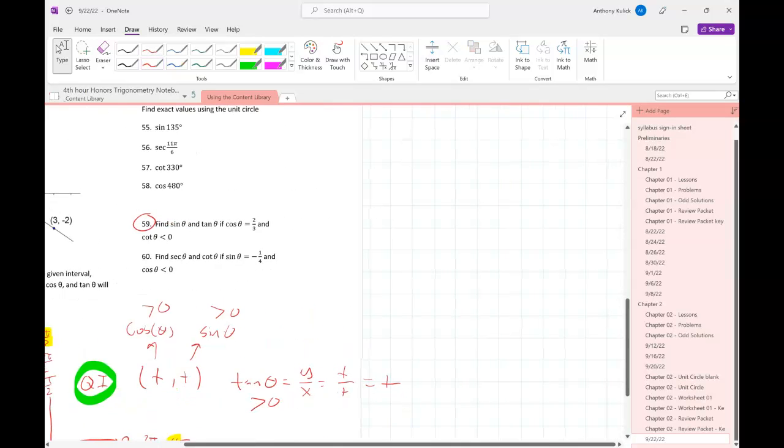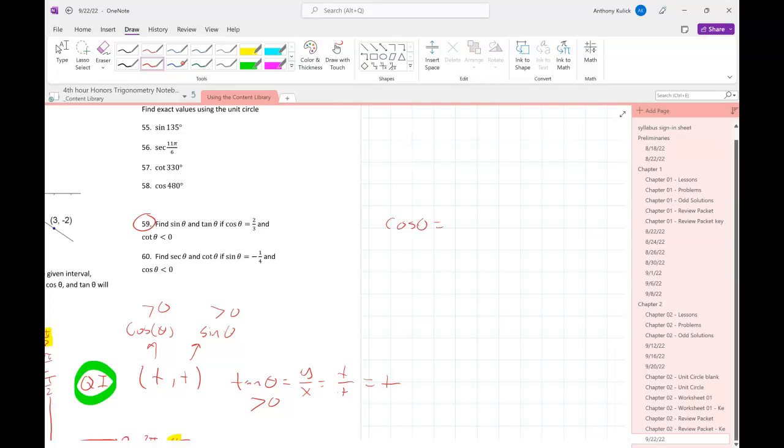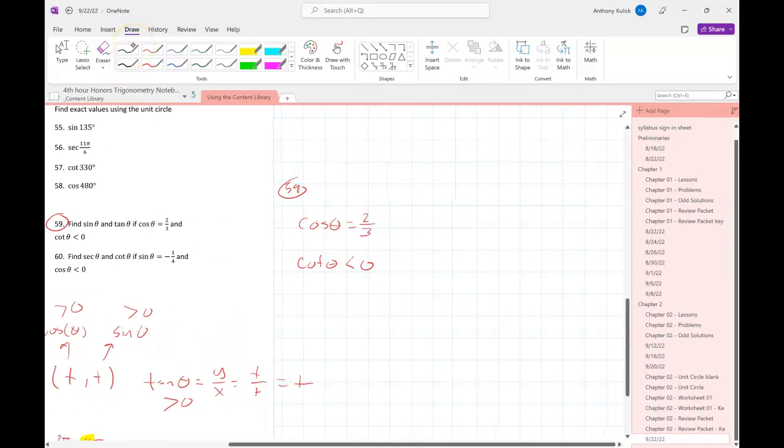So it says find sine and tangent if cosine theta is 2 over 3, and cotangent theta is negative. Well, I remember that, so the first order of business, let me just take a step back, is I have to figure out which quadrant to draw my standard position angle in, right?